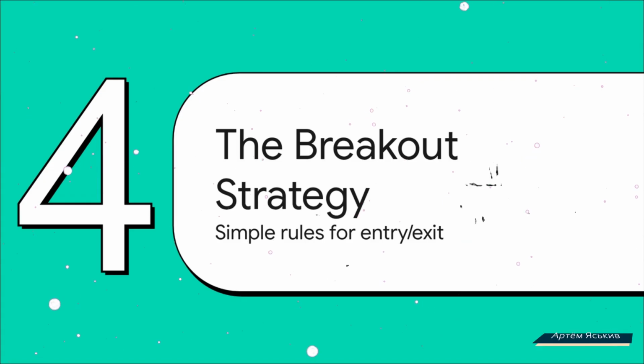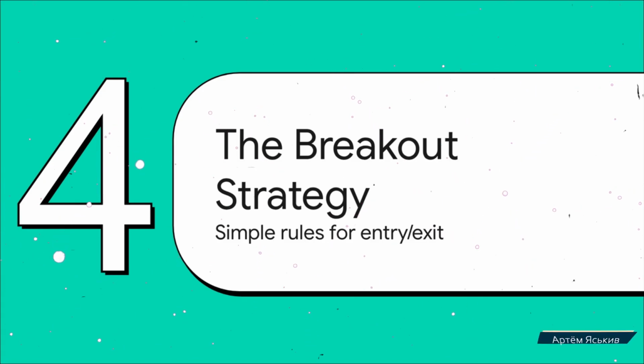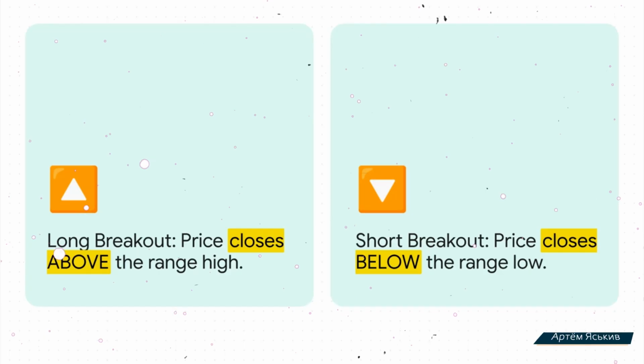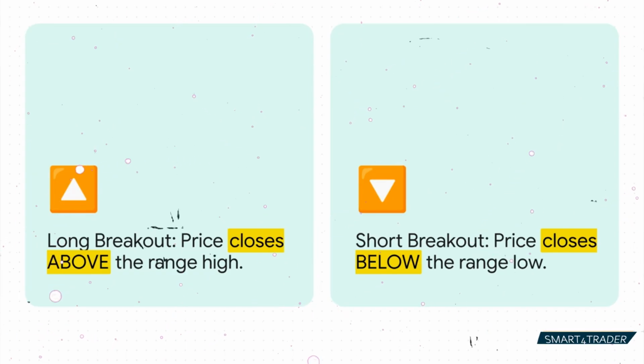All right, the tool is on the chart and the settings are dialed in. Now for the fun part, the actual rules of engagement. Let's get into the nitty-gritty of when to get in and when to get out. And honestly, it could not be more straightforward. If you see a candle close above the high of that 15-minute box, you're looking for a long trade. If a candle closes below the low of the box, you're looking for a short trade. That's it. That's your entry signal.